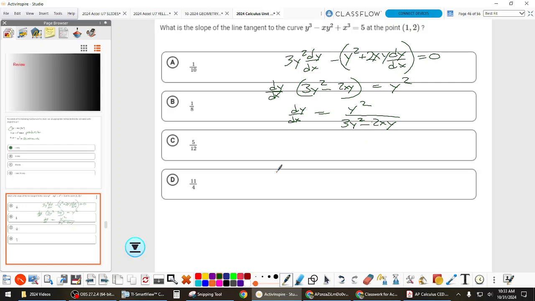And then you forgot the 3x squared. Oh, yeah, I sure did. I didn't even see that. Oh, okay. Now it's looking more fuzzy. So plus 3x squared. Okay. And then plug in 1 and 2.